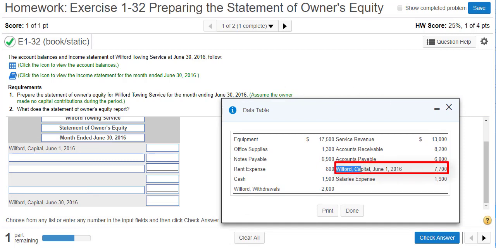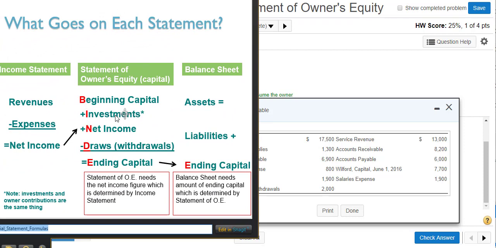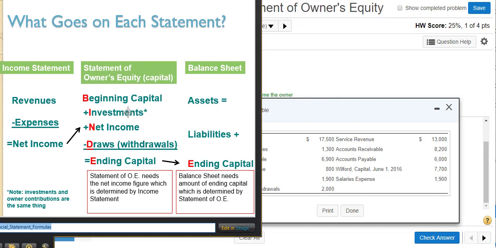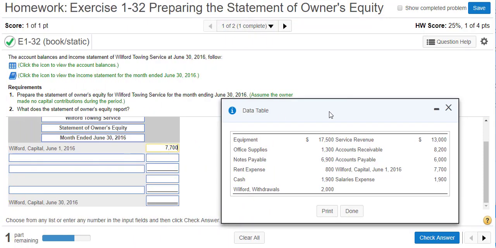So here is Wilford's capital on June 1st. So I'm going to copy and paste the $7,700. So they started with $7,700 of capital. And remember, our formula was plus investments, also known as owner contributions. So think of that as either one, owner contributions or plus investments.